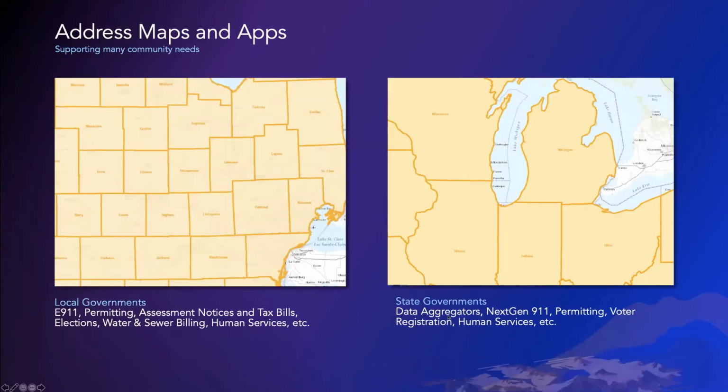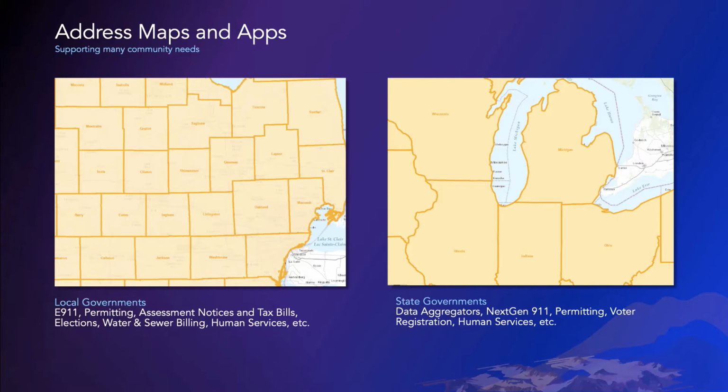So today we're going to talk about addresses, and as you all know, addresses are one of, if not the most fundamental data set at a local level, certainly in the top 2 or 3. At the local level, addresses are used not only for E911 purposes, but for permitting, assessment and change notices, elections, and a whole host of service delivery actions you take, and mailing actions you take to deliver things like assessment bills or assessment change notices, tax bills, and even water and sewer bills.